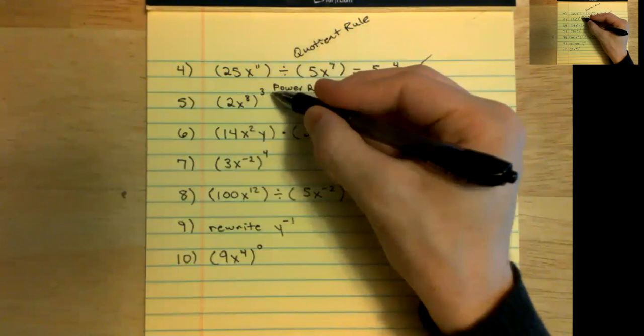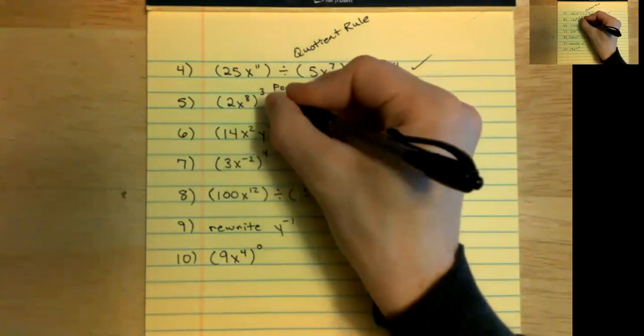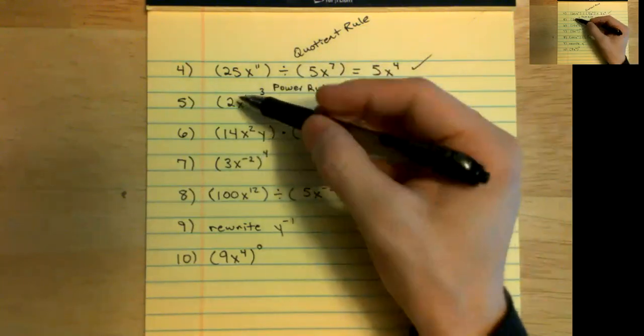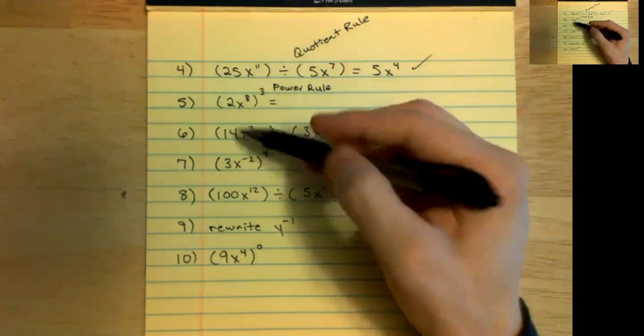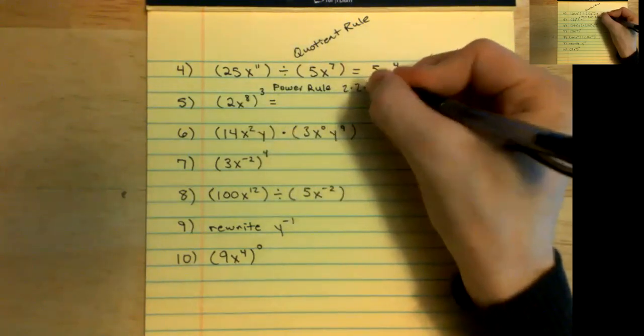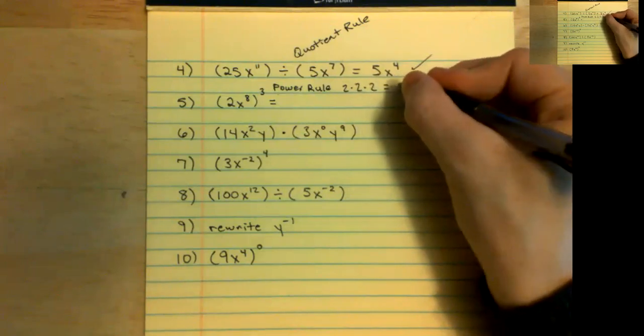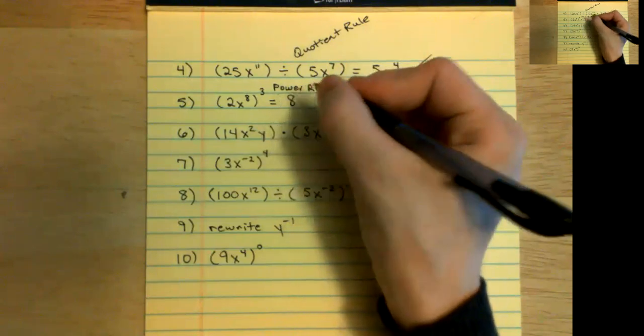So I'm taking exponents to exponents. And we know that's going to be rule 3, the power rule. So when I do this, I'm taking everything inside the parentheses and I'm cubing it. So 2 cubed, that's going to be 2 times 2 times 2. That's going to give me 8. So I know I'm going to have an 8 here.